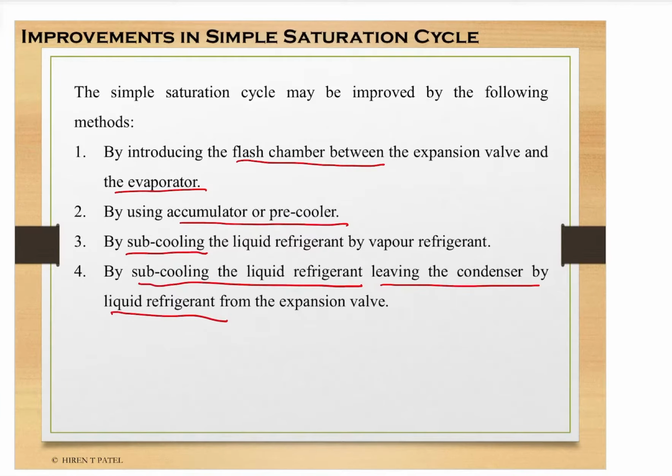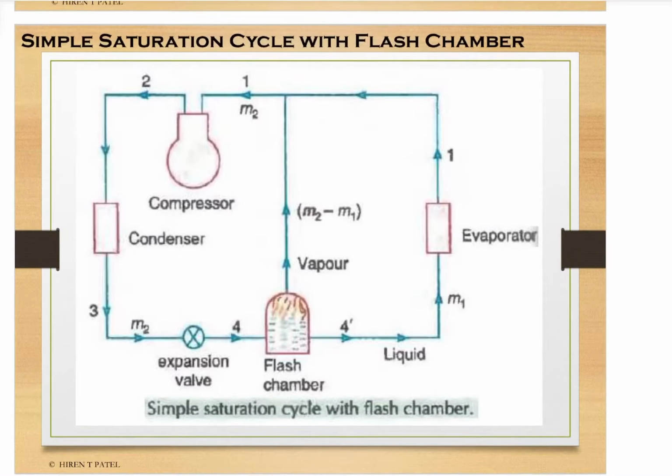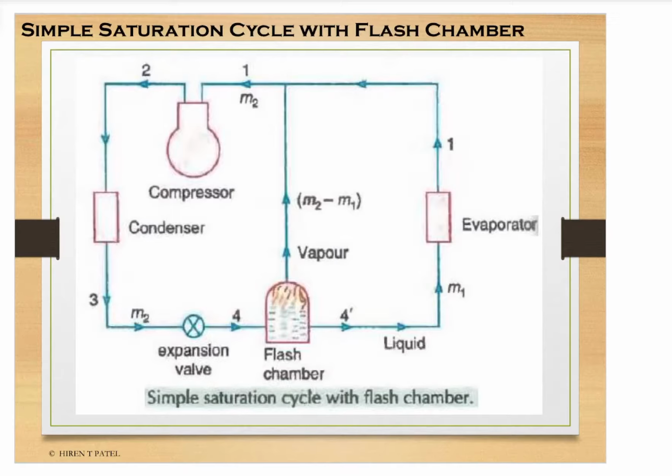Throughout this video you will see how these methods are useful for the improvement of the simple VCR cycle. So the first one is the simple saturation cycle with the flash chamber. Here you can see that in the simple VCR cycle there is a flash chamber attached inside the system after the expansion valve and before the evaporator.